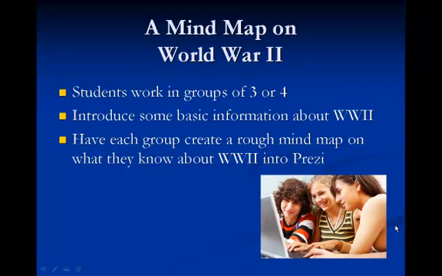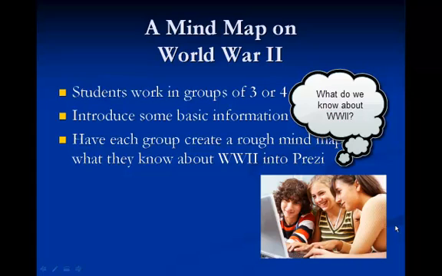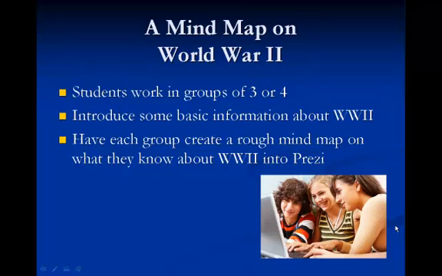First, get the students to organize themselves into groups of 3 or 4. It's best to first provide the students with some basic information about World War II, depending on the age and abilities of the class. Then, have each group brainstorm important points that they know about the war and create a rough mind map in Prezi. As they're brainstorming, walk around the class, just to ensure that the groups are on the right track with the project and that the points are appropriate for the classroom.